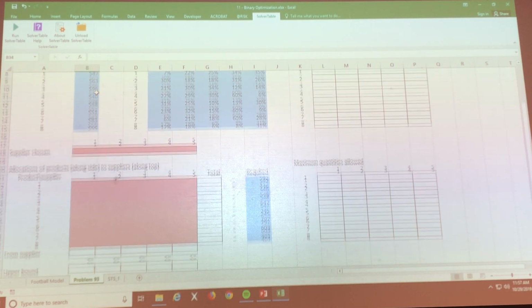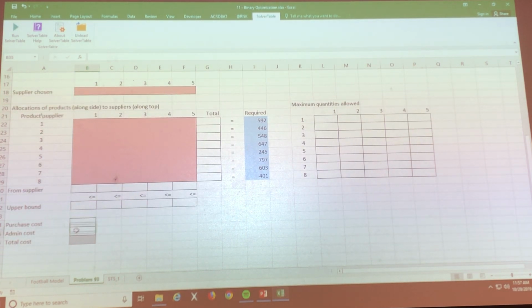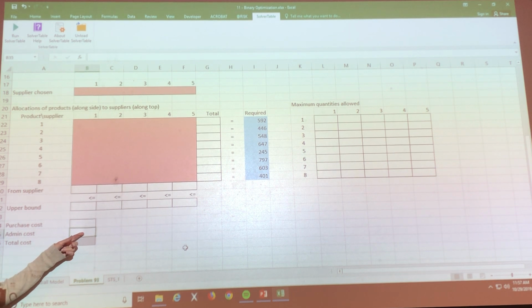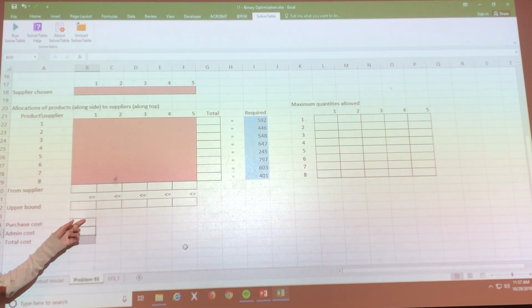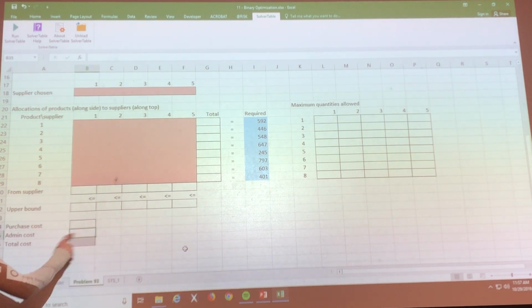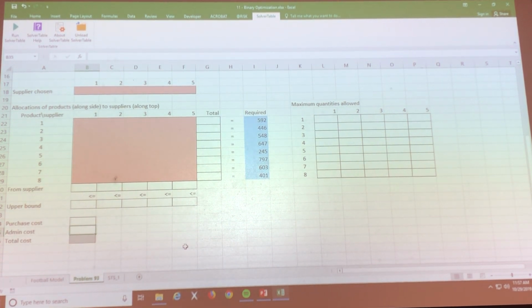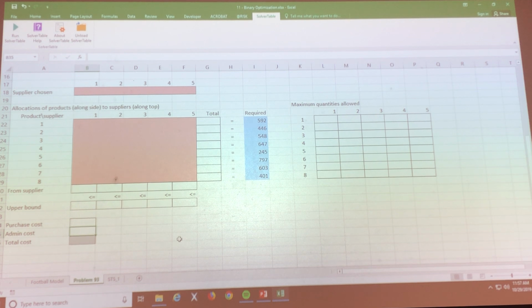So basically, for every supplier we decide to use, and Excel tells us to use, there'll be a $5,000 cost. If we use 2 of them, it'll be $10,000. If we use 4 of them, it'll be $20,000. But that factors into our total cost. Our goal, our objective in the whole problem, is to minimize total costs. There'll be purchasing the products, there'll also be administrative costs, and all that together we want to minimize.